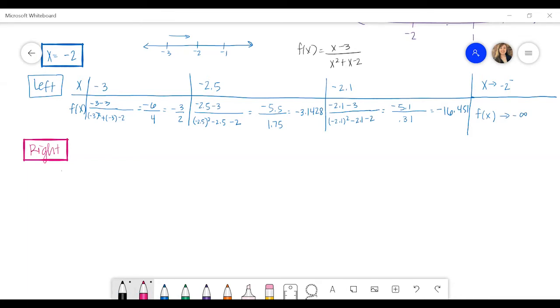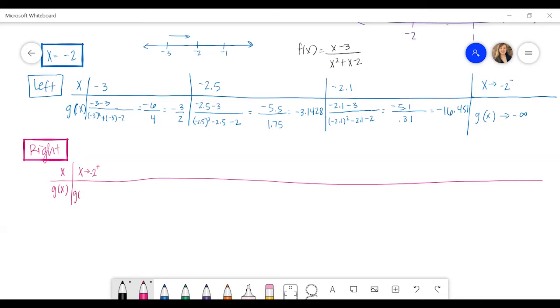So we do the same thing over here. X, I guess these should be g of x's, shouldn't they? I did that on the last question too. G of x. I just assume everyone is f of x. So x goes to -2 from the right. What happens to g of x?